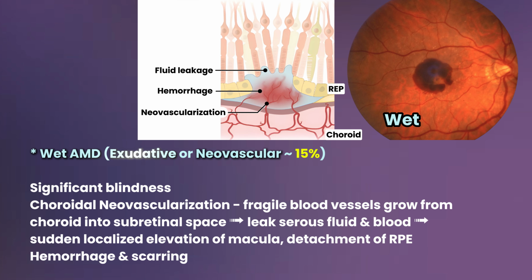Wet AMD, exudative or neovascular AMD. Affects about 15% of AMD patients. Wet AMD is less common but causes significant blindness. It results from choroidal neovascularization, where abnormal, fragile blood vessels grow from the choroid into the subretinal space. These vessels leak serous fluid and blood, causing sudden localized elevation of the macula, detachment of the retinal pigment epithelium, hemorrhage, and scarring.